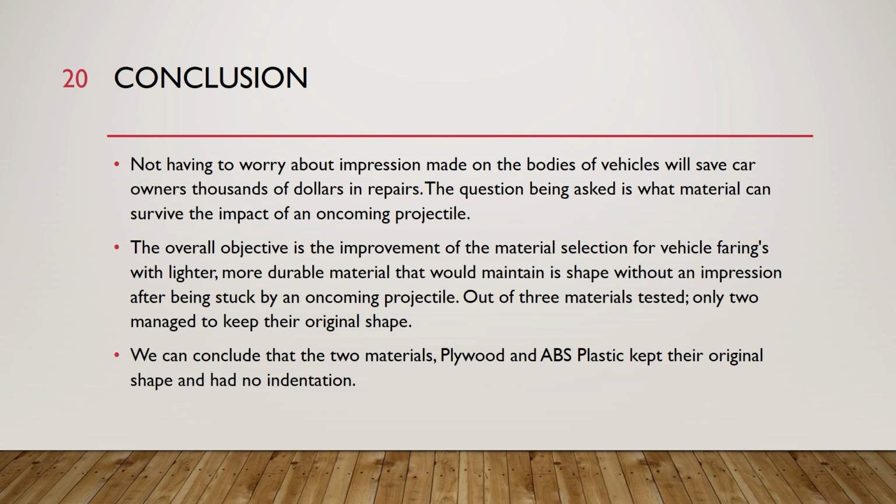Conclusion. Not having to worry about impressions made on the bodies of vehicles will save car owners thousands of dollars in repairs. The question being asked is what material can survive the impact of an oncoming projectile? The overall objective is the improvement of the material selection for vehicle fairings with lighter, more durable material that would maintain its shape without an impression after being struck by an oncoming projectile. Out of 3 materials tested, only 2 managed to keep their original shape. We can conclude that the 2 materials, plywood and ABS plastic, kept their original shape and had no indentation.